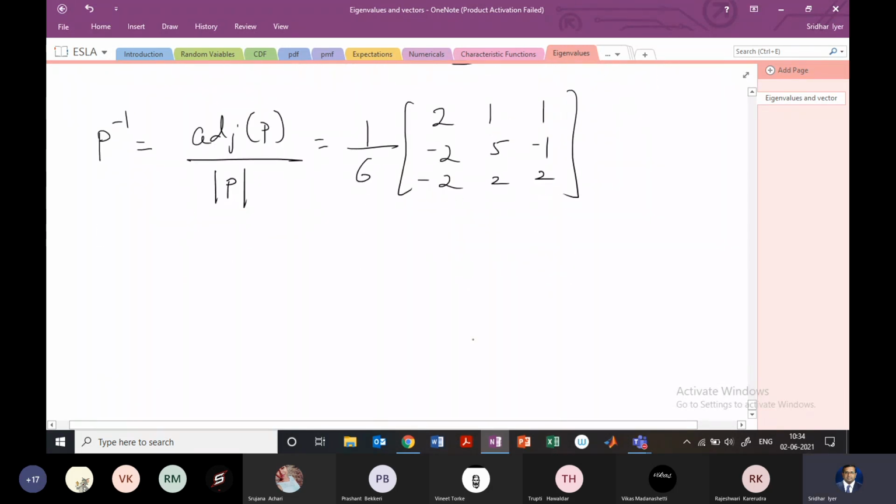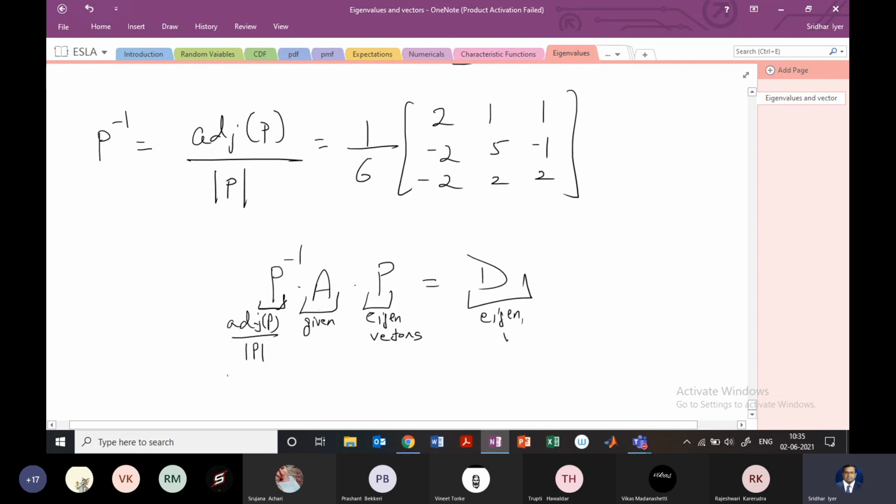Now, as I was saying before, the similarity transformation is P inverse A P equal to D, right? So we have just found P inverse. We are already given A. We have already found P through the eigenvectors. This is the collection of eigenvectors, right? P inverse you get from the adjoint of P divided by the determinant of P. A is already given to us. D we find through the eigenvalues, right?